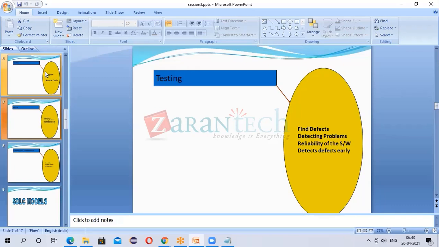What exactly is the meaning of testing? On the first day of my session, I gave the definition with a television example. Did you remember? Testing is nothing but to verify the functionality of the application.